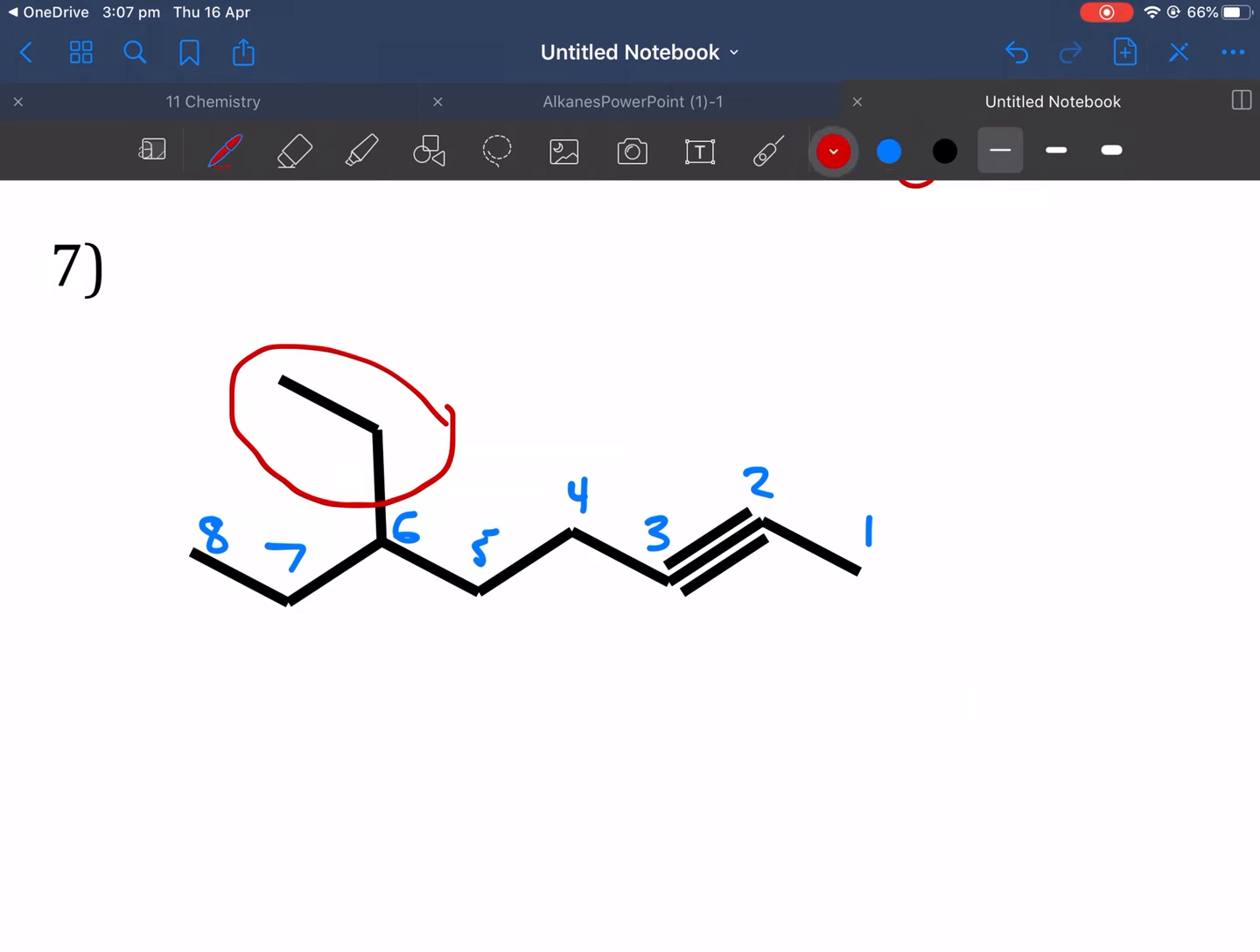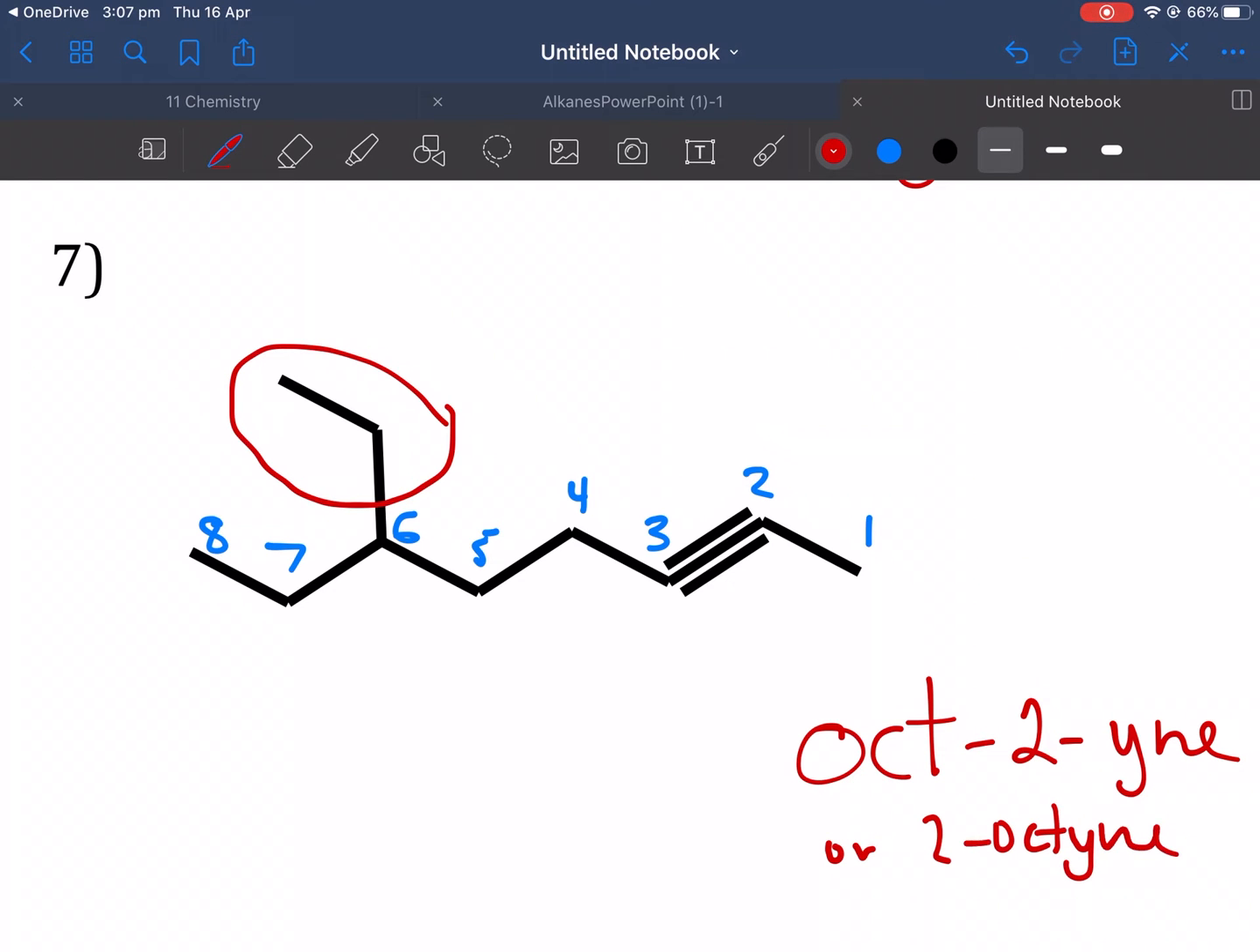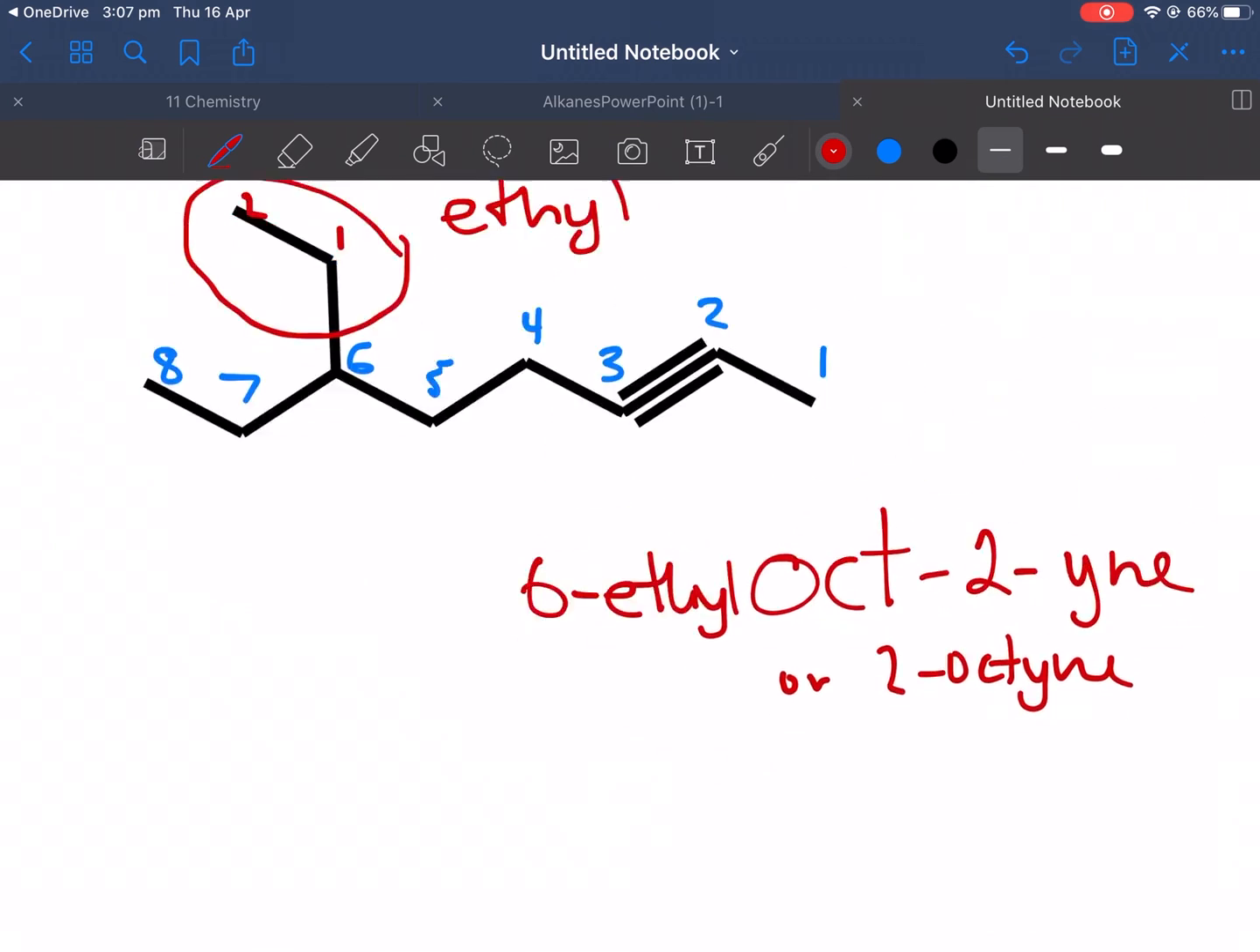Perfect. Alright, so it is 8 carbons, meaning it will be an oct. There is a triple bond, so it will be an ine, and that triple bond is at number 2, so it will be oct-2-ine, or 2-octine as the base. Whichever way is fine. And then the front part, this right here is an ethyl group. We have 2 carbons, so it is an ethyl, and it's at number 6, so it'll be 6-ethyl. So 6-ethyl-2-octine or 6-ethyl-oct-2-ine. Whichever way, again, is fine. I need to stop saying that. You're probably sick of hearing me say that.